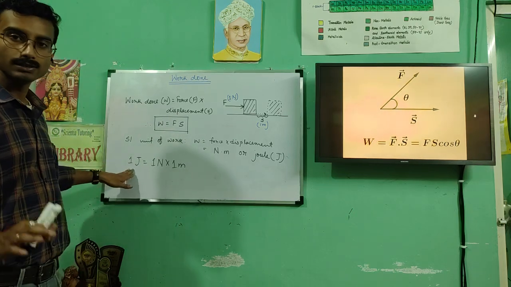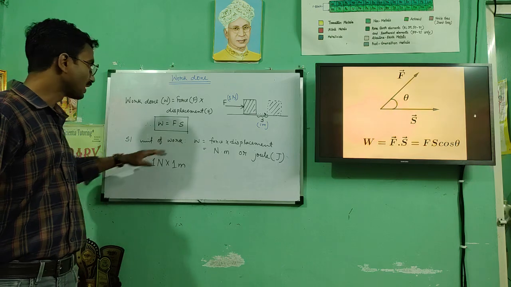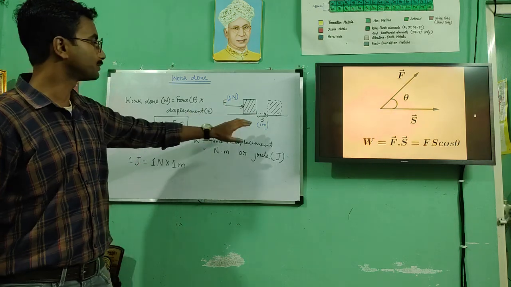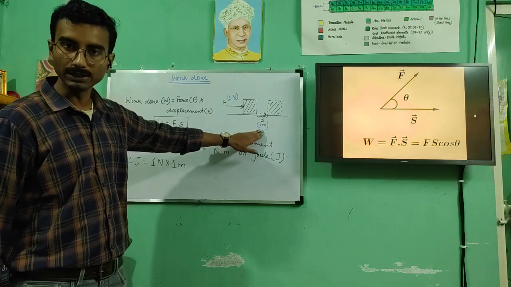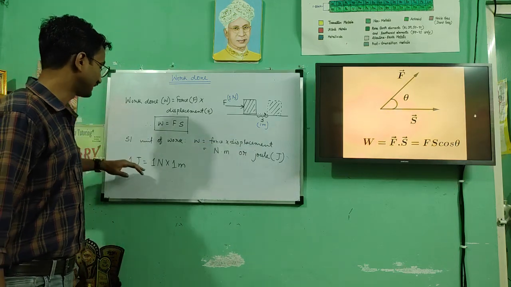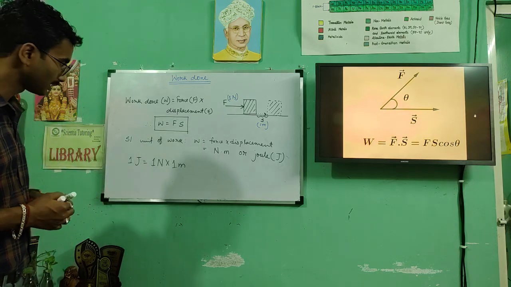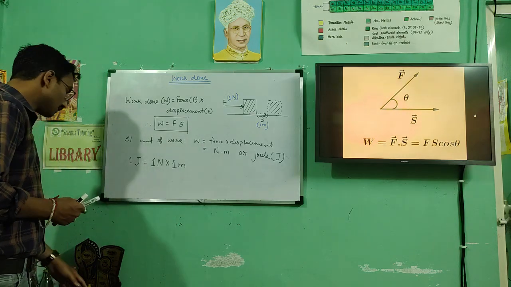So again I am saying, what is the definition of joule. If we apply 1 Newton of force on an object and the object has been displaced up to 1 meter, then the work done is said to be 1 joule. So this is our definition. Clear?